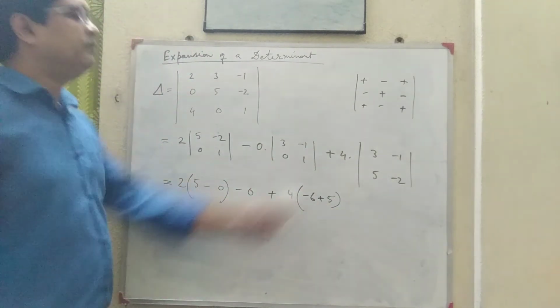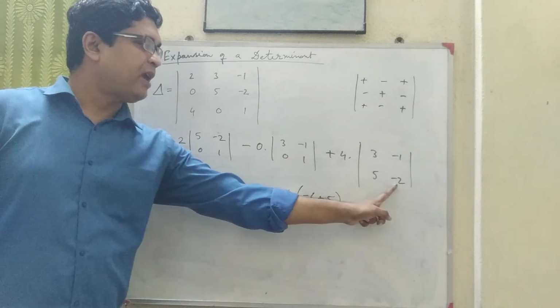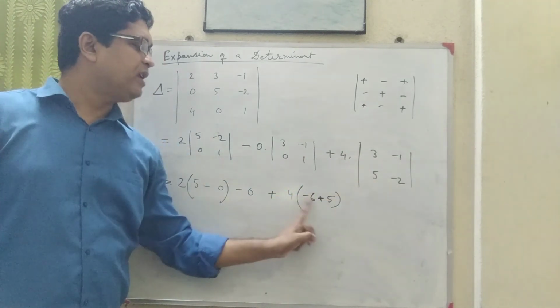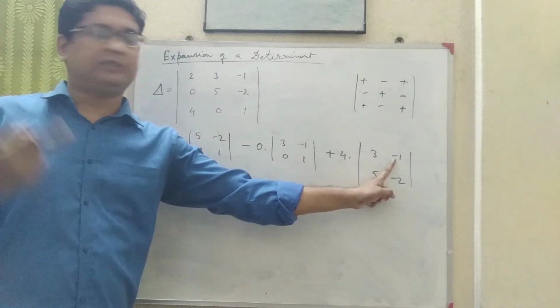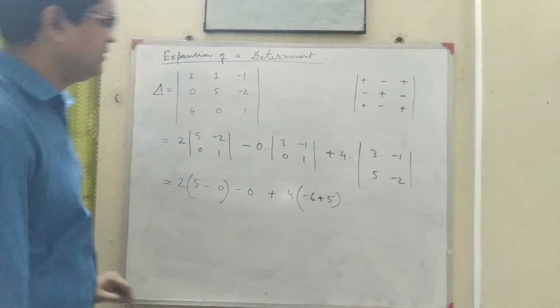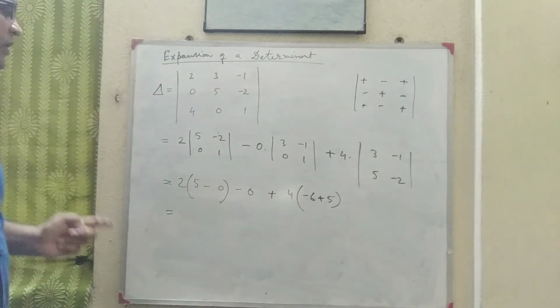Okay. Be very careful with sign here. 3 into minus 2, that is minus 6, and minus 5 into minus 1, so minus minus 5, that means plus 5. Okay. So be very careful about sign in case of determinants.